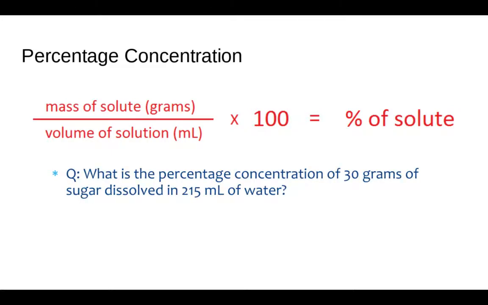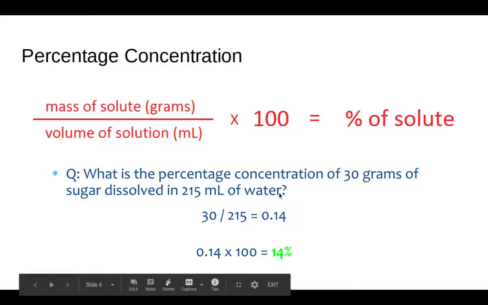For example, what is the percentage concentration of 30 grams of sugar dissolved in 215 milliliters of water? So 30 divided by 215 is 0.14. 0.14 times 100 is 14%. So there's 14% sugar in this mixture and there's 86% water, okay?